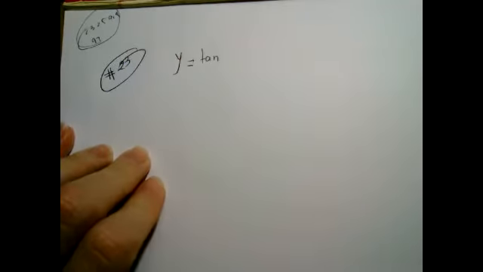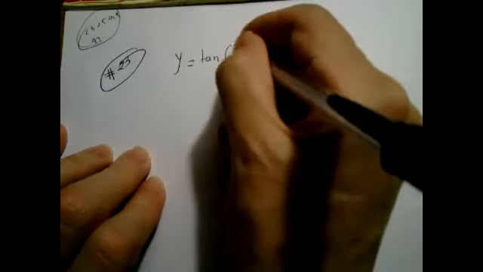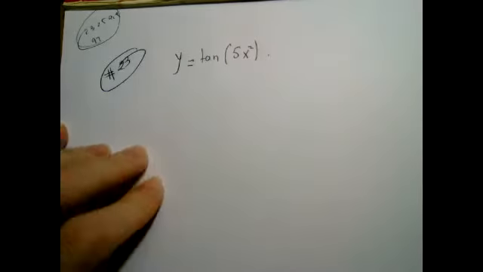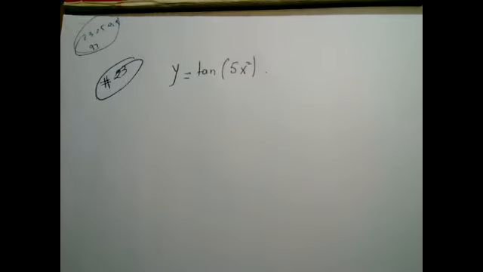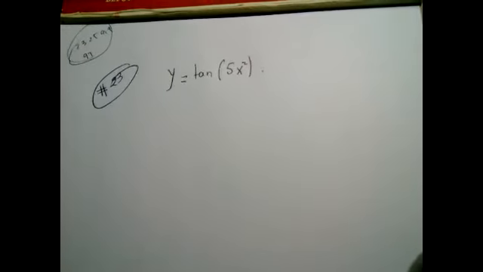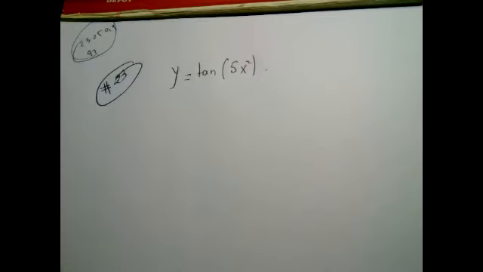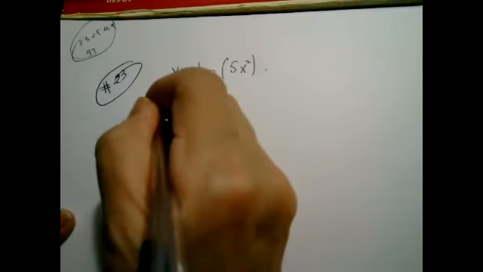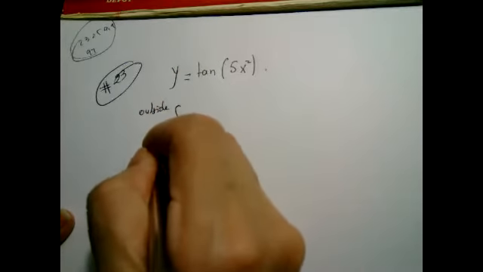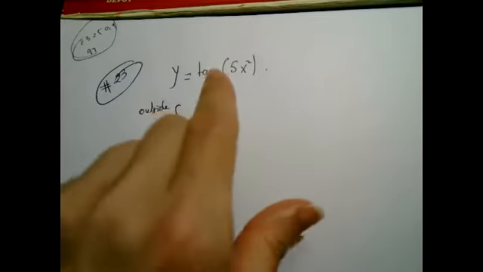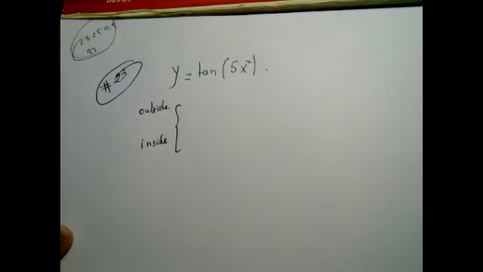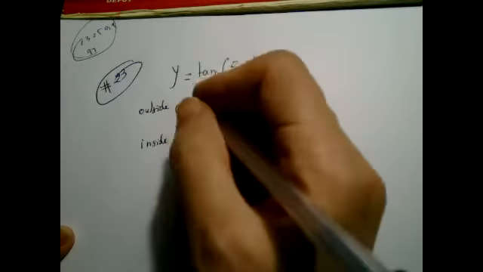Y equals tangent of 5x squared. Okay. So both of those problems fit into the picture of inside and outside. The first step we have to do is pick our outside function, and then the inside. The outside is the last operation you do when you want to evaluate an expression like y equals tangent of 5x squared. So what is the outside?